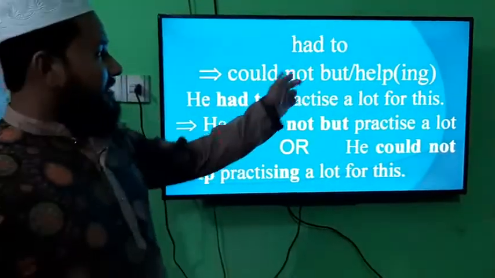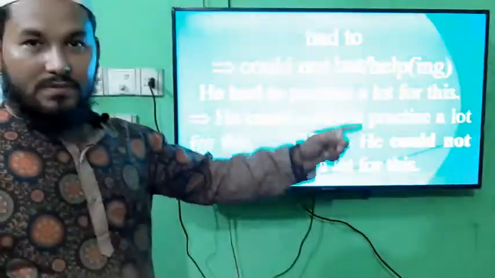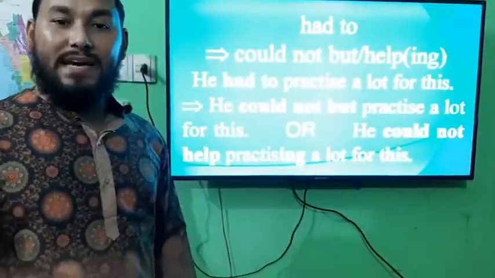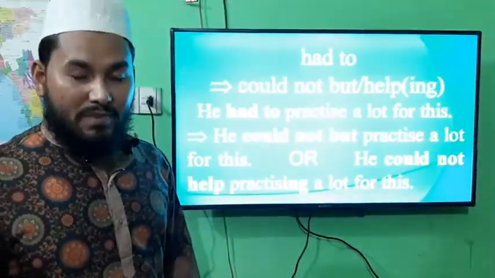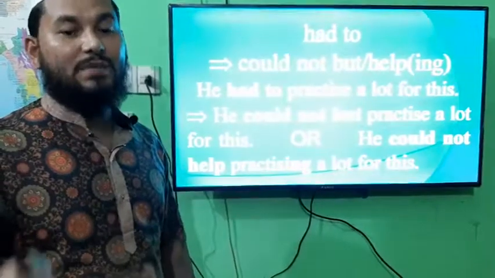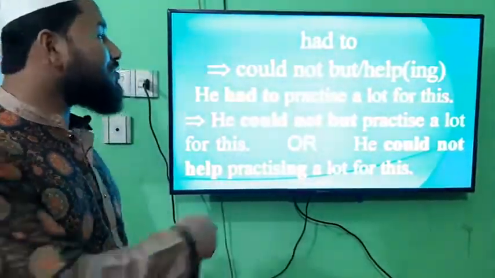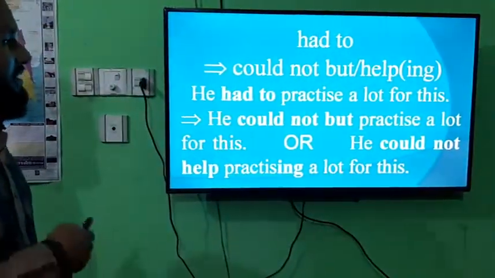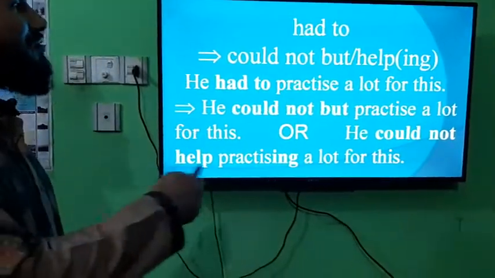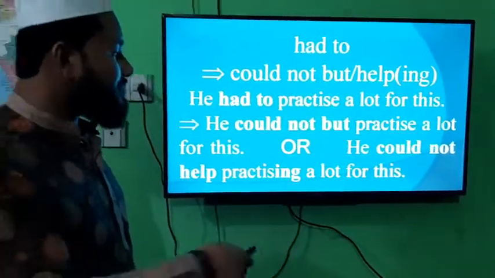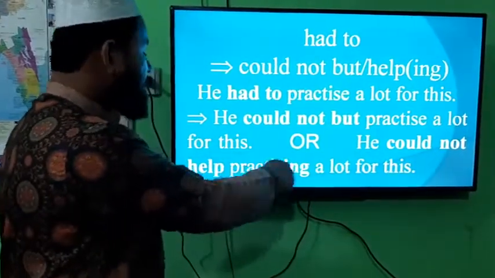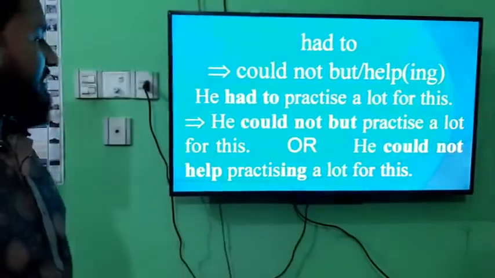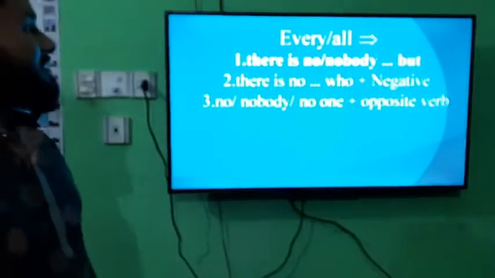Here is also another example, had to. We have got have to, has to. In case of have to, has to, you have to use cannot but. But if we get had to, that time what should you do? We have to use could not but or could not help. He had to practice a lot for this. He could not but practice a lot for this. If we use help, that time you have to use ing. He could not help practicing a lot for this. Okay.